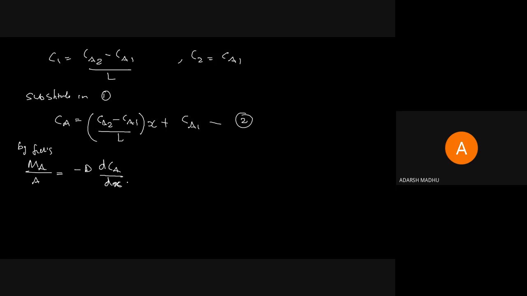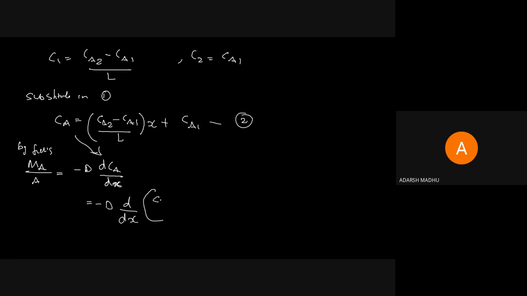Then substitute the equation for CA here, and you will get the final equation. By Fick's law, MA by A equals minus DAB dCA by dx. In this condition DAB is not there, because body B is not there. Only A is there, so we simply write D. MA by A equals minus D into dCA by dx. Substituting for CA, that is minus D into d by dx of that whole equation.